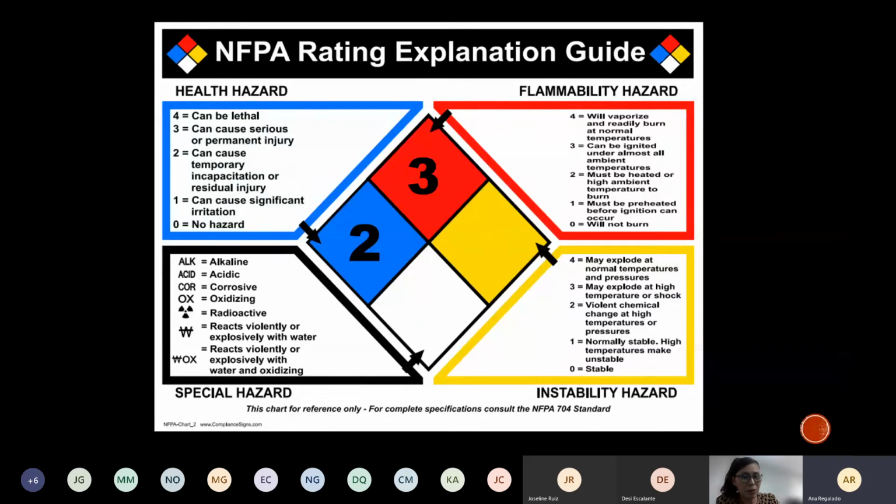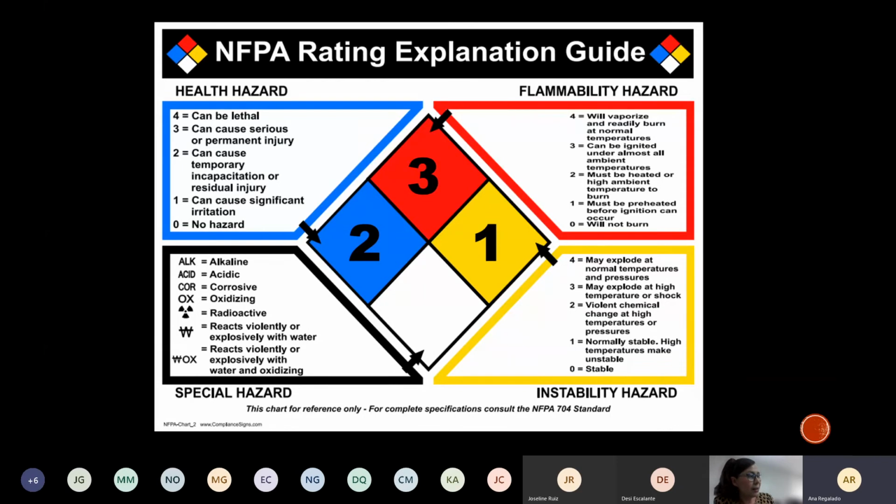If you notice here on number 4, it says it may explode at normal temperatures and pressures. So if you saw number 4 on the chemical, this would be the chemical that you would need to store in something like a fridge where it's cold and where you can keep the pressure low. If you saw it blank like it is right now, then you can assume that it's stable and doesn't need any special treatment. If you saw number 1, it tells you it's normally stable, but you don't want to expose it to high temperatures because it might make it unstable.